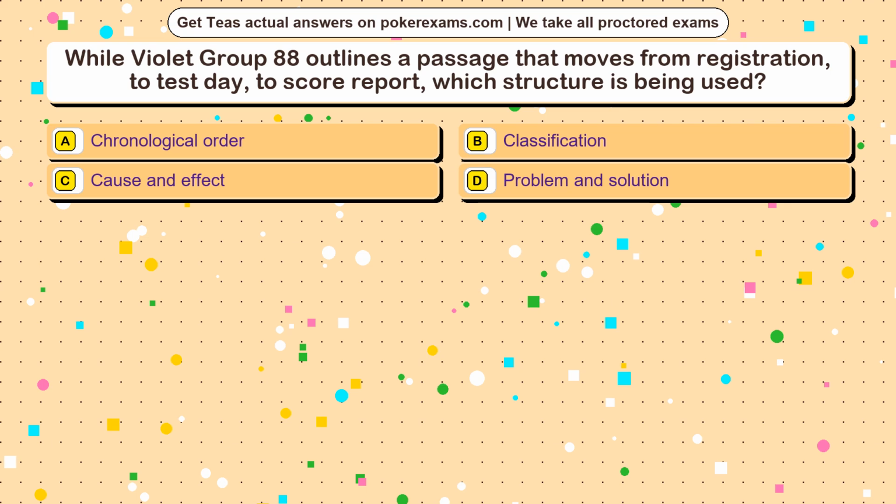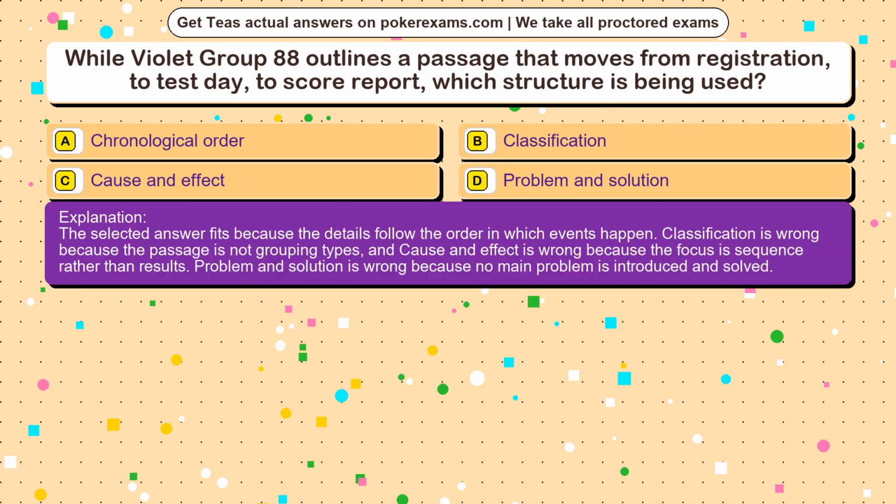The correct answer is option. The selected answer fits because the details follow the order in which events happen. Classification is wrong because the passage is not grouping types, and cause and effect is wrong because the focus is sequence rather than results. Problem and solution is wrong because no main problem is introduced and solved.